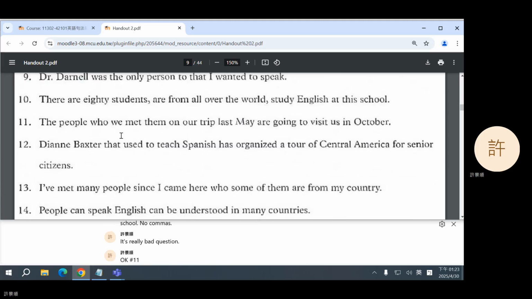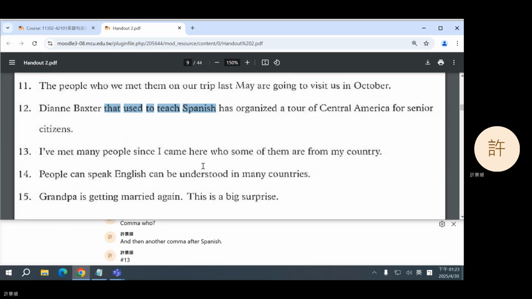Okay, number 11. "Who we met," "know them." Or "that we met," or "whom we met." Number 12, comma, "who." And then another comma after "Spanish." Number 13. Okay, comma, and this should be "some of whom."